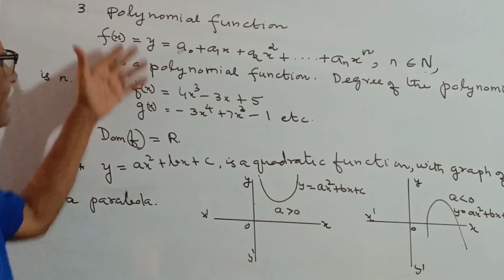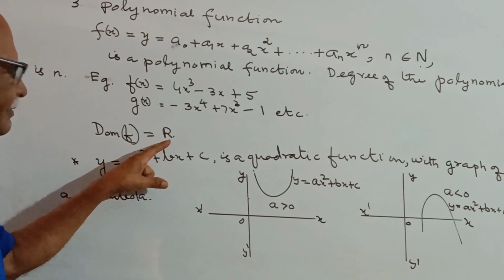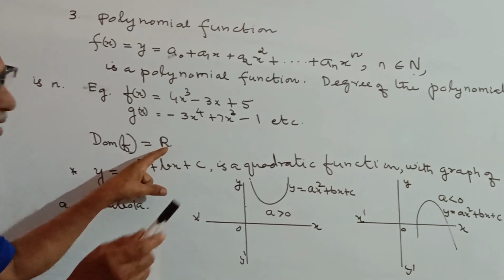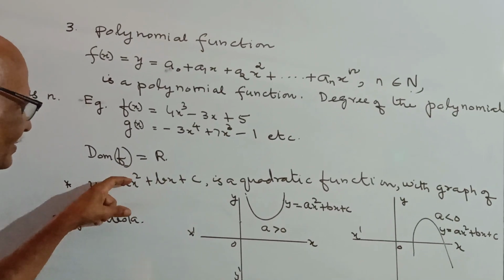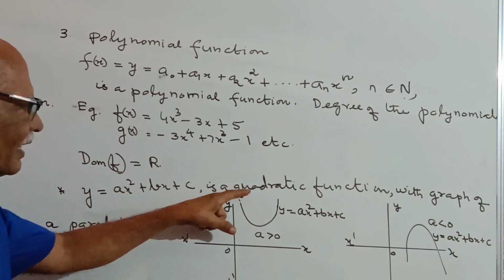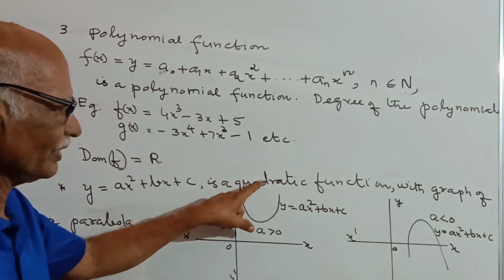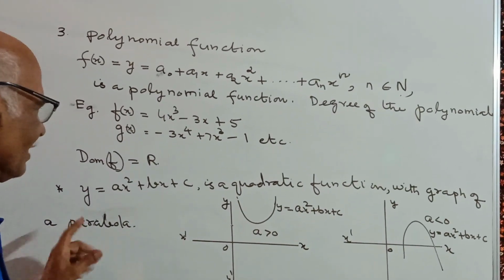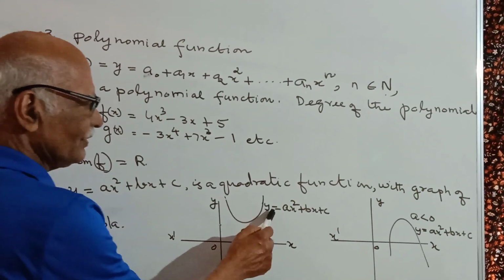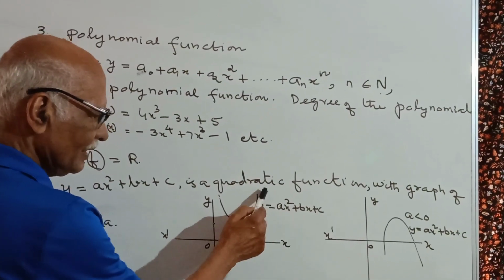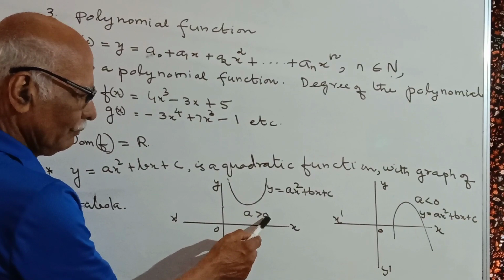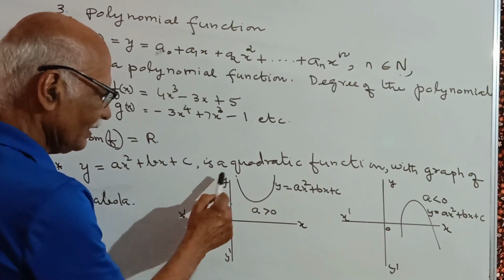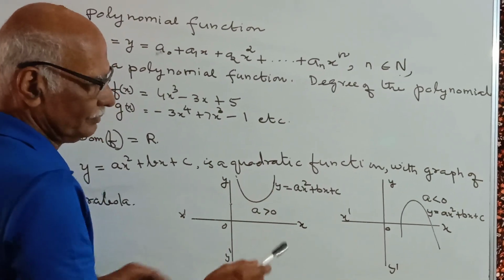Now, the domain of such functions is always R, the set of all real numbers. y equals ax squared plus bx plus c. This is a second degree function, a quadratic, with a graph of a parabola. The graph will be like this if a is greater than 0.